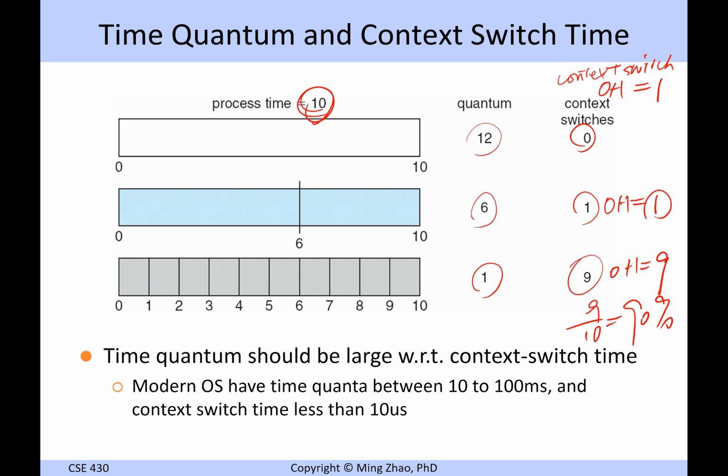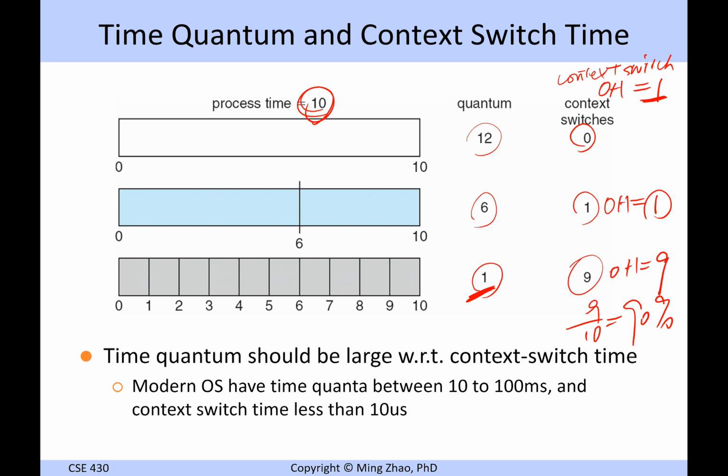Because the context switch overhead is at the same level as the time quantum. So this tells you the last setting, with the time quantum set to 1, is really bad. It's a bad one because it's not large enough compared to the context switch overhead, whereas the first one has the lowest overhead, and the second one also has a better overhead.